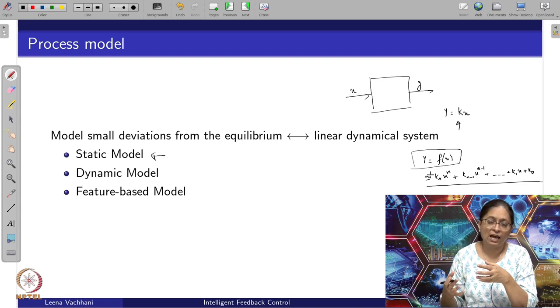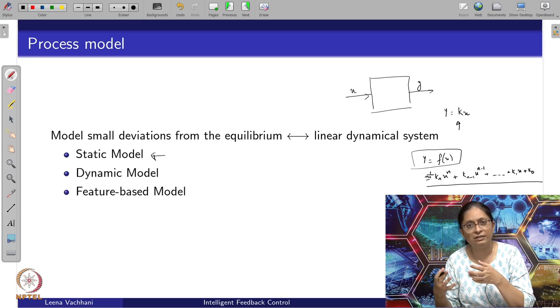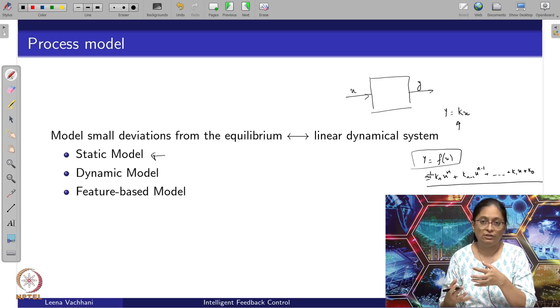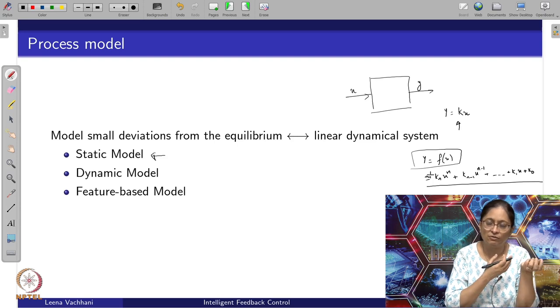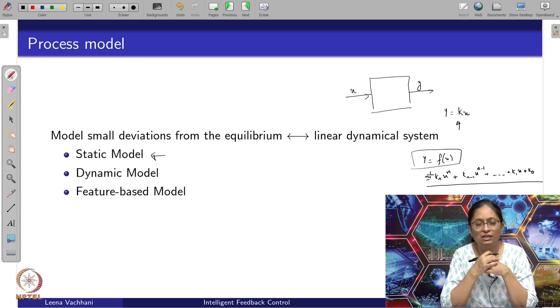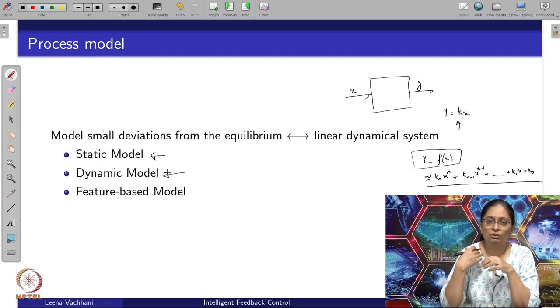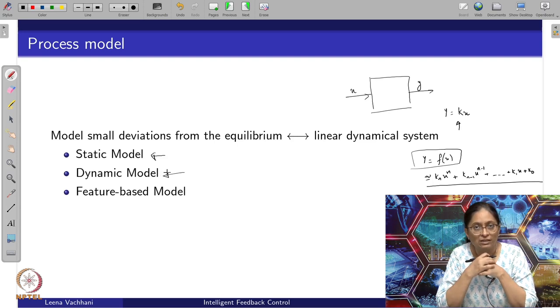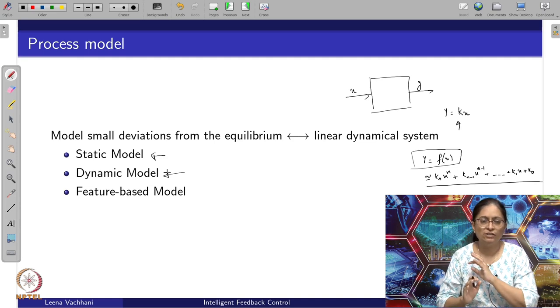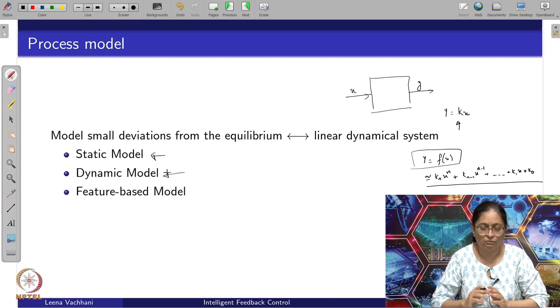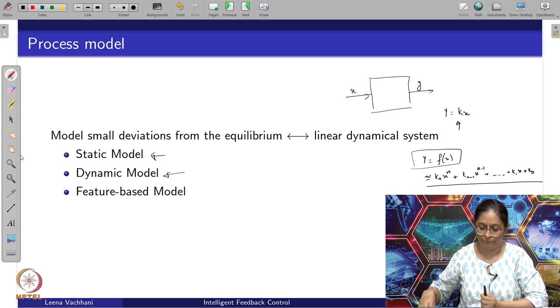The system can have static as well as dynamical behavior. The dynamical behavior of the system is represented by differential equations. And these differential equations are then represented in the form of a transfer function or state space representation, and so on and so forth. Identification of this dynamical model is then the next task that we use to completely describe the linear dynamical system. We will leave out the feature-based model methods, which we'll take up in week 4 assignments and week 4 videos and so on.